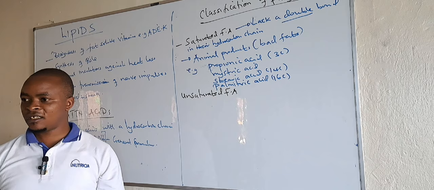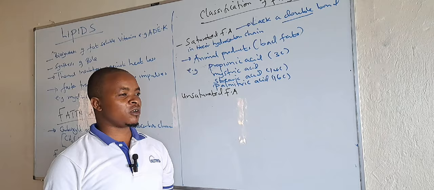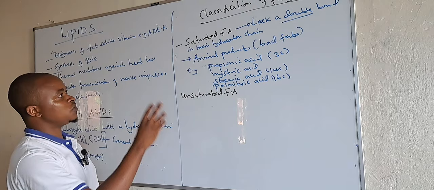So that's why we are saying at old age, we should, as much as possible, reduce eating fats from animal products, because they are made up of saturated fats. And these saturated fats cause much risk of developing atherosclerosis, which can lead to hypertension. So let us always, as much as possible, reduce these saturated fats.